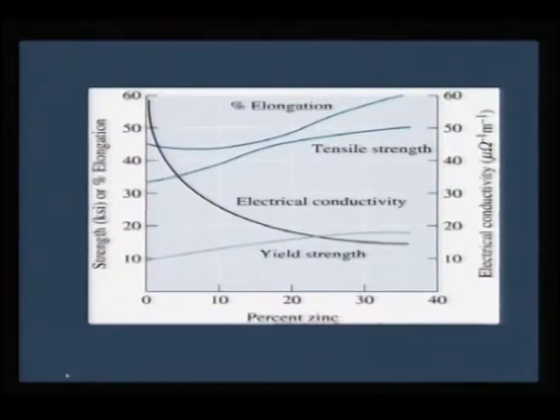So, if you look at the same view graph in a different way, percentage of zinc plotted versus electrical conductivity and the strength or elongation, then you would find out.